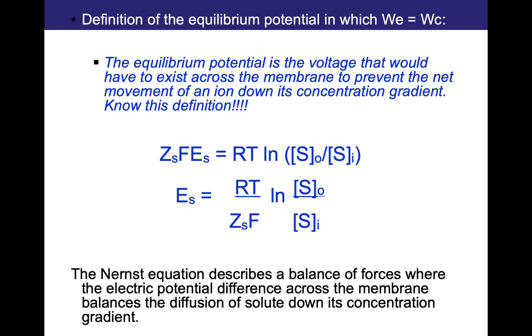See? Pretty depolarized, very positive value. 61 millivolts. Perfect. That would be the voltage that would have to exist in order to prevent the net movement of sodium into the cell, down its concentration gradient. And at this exact voltage, the electrical and chemical work are exactly balanced, and there's no net movement. Okay, pretty good?